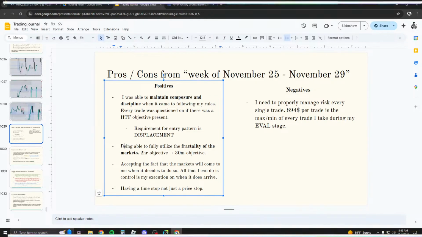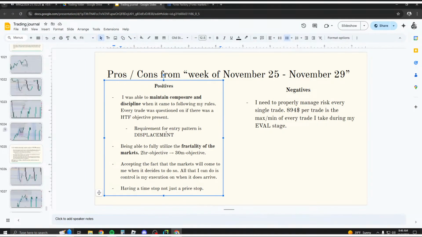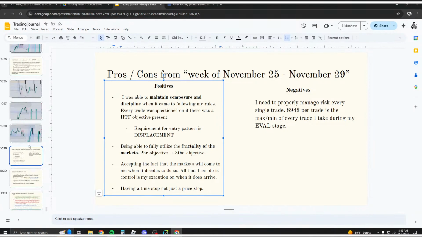Second positive is understanding the fractality of the markets. Last week's trade, which I'm going to go over here in a bit, there was a back-to-back trade here last week. First one was a 2-hour objective. Second one was a 30-minute objective. That kind of shows you the fractality of the markets.